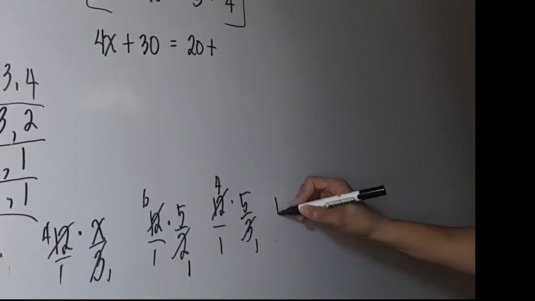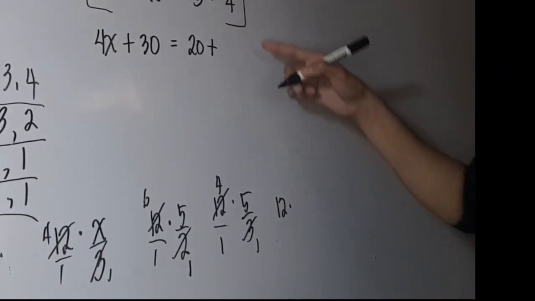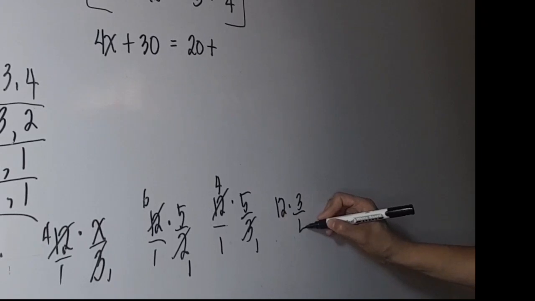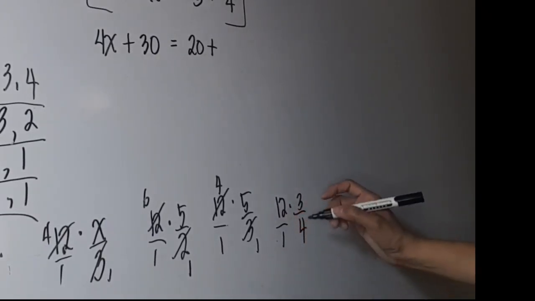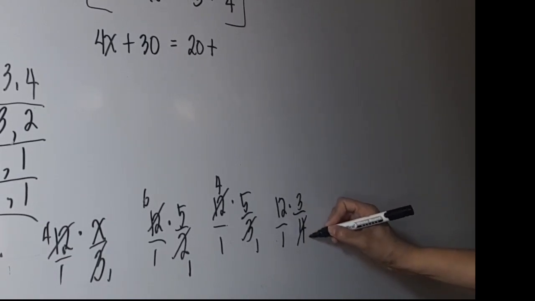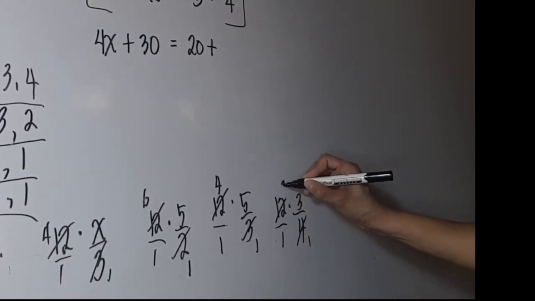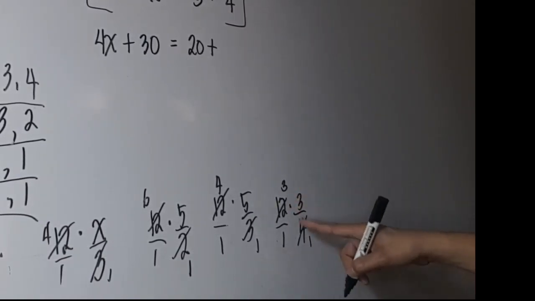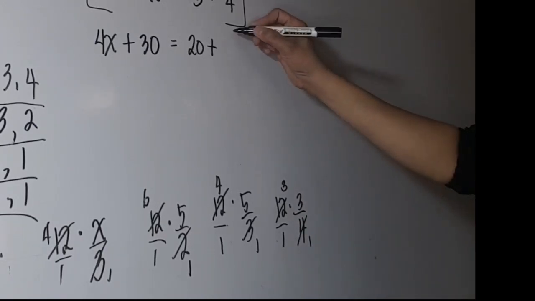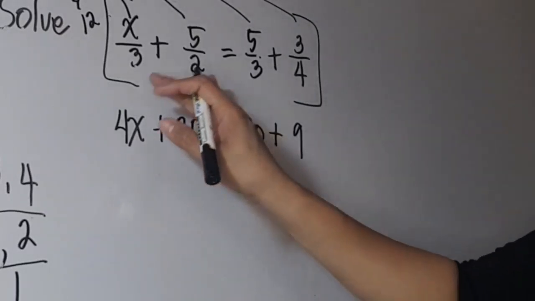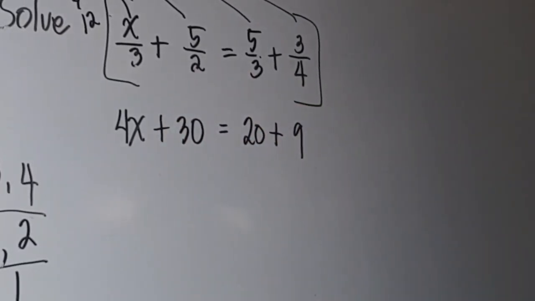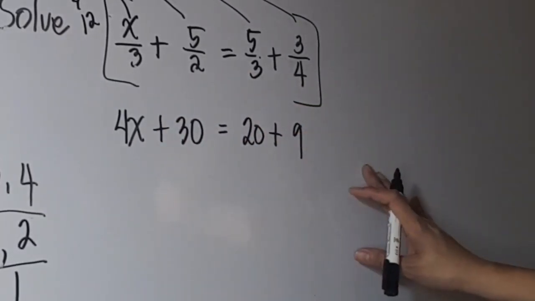Plus 12 multiplied by 3/4. Okay? So, what's the GCF of 12 and 4? Okay, it's 4. 4 divided by 4 is 1. 12 divided by 4 is 3. 3 times 3 is 9. Okay. So, ayan, nawala na yung denominators. Okay? So, maybe we can simplify.